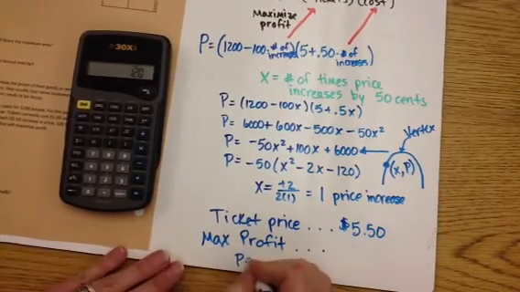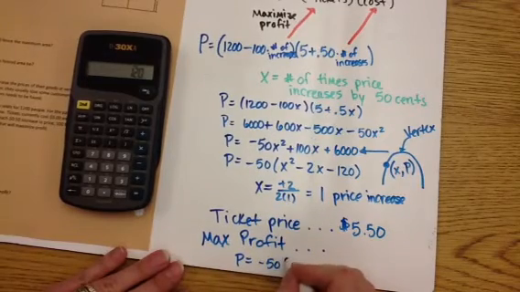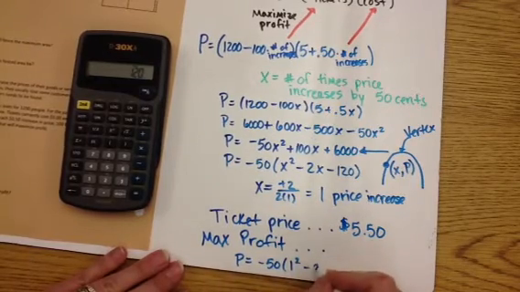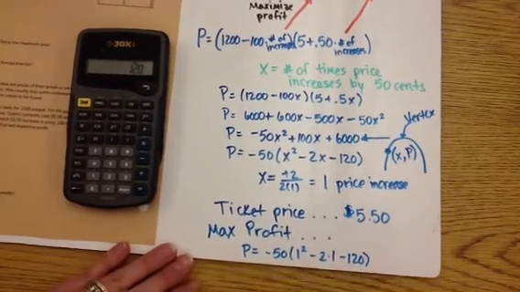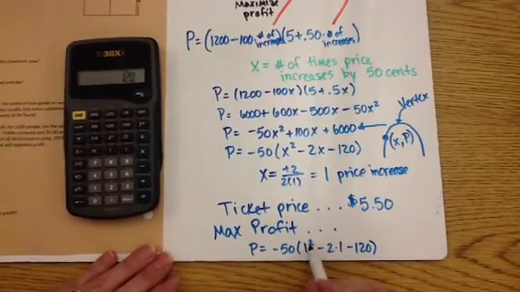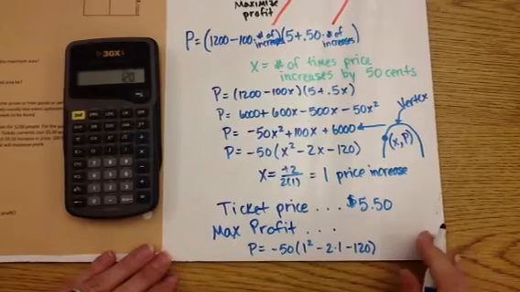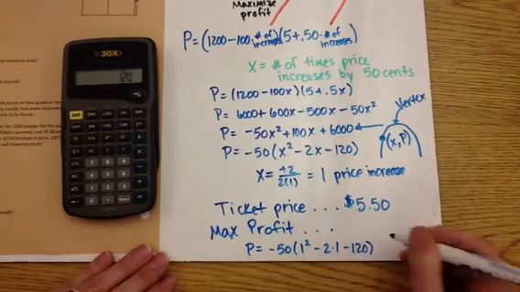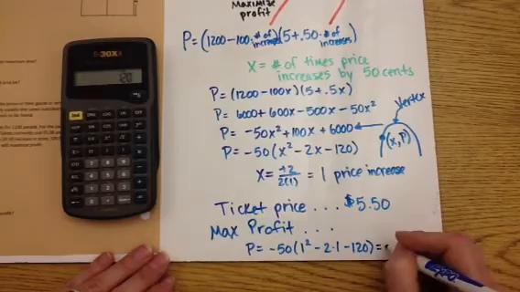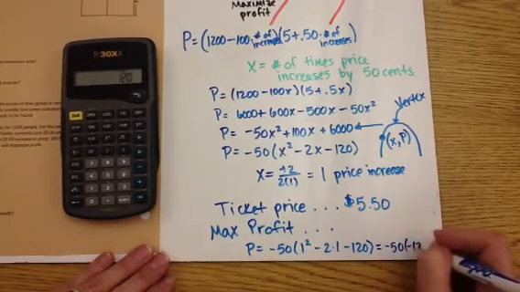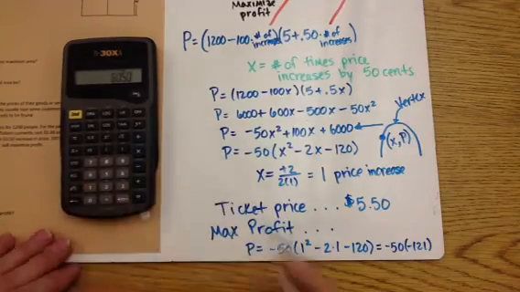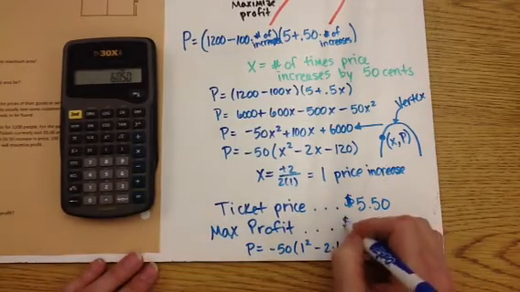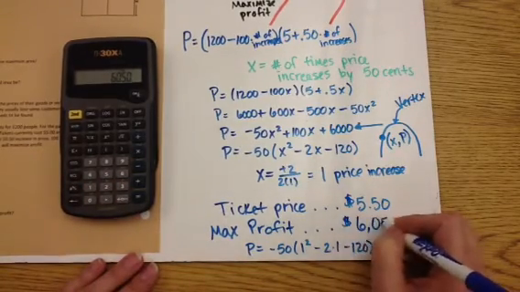Let's see, I'm just going to substitute it in here. So negative 50 times (1 squared minus 2 times 1 minus 120). So 1 squared is 1, 1 minus 2 is negative 1, negative 1 minus 120 is negative 121, so negative 50 times negative 121 is going to give me a profit of $6,050.